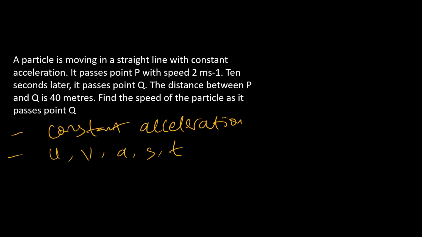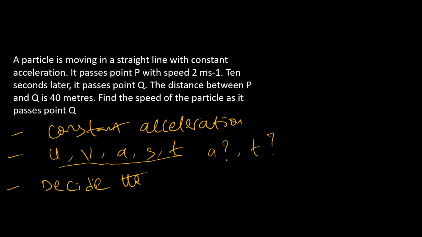The third thing you're going to do is check from these parameters which of them you are asked to look for. Maybe you're asked to find acceleration, or time, or displacement, or whatever. So you have to take note of that as well. Then after that, you decide which equation is suitable for what you are looking for. Decide the equation you're going to use.